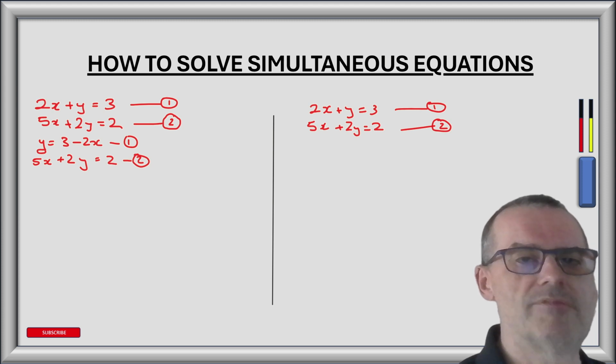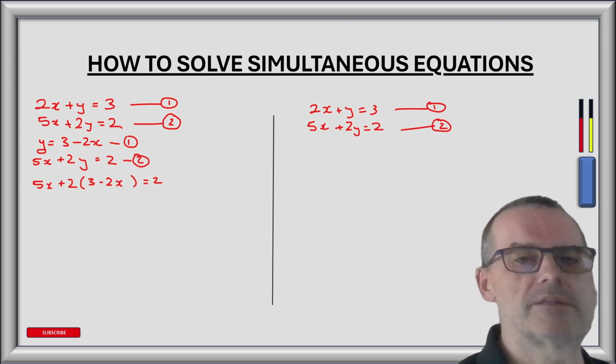So now we have equation 1 expressed. We've expressed y in terms of x in equation 1. We can substitute for y in equation 2. So for equation 2, we can write it as 5x plus 2 times the value of y. Now we know y from equation 1 is 3 minus 2x, and that is equal to 2.